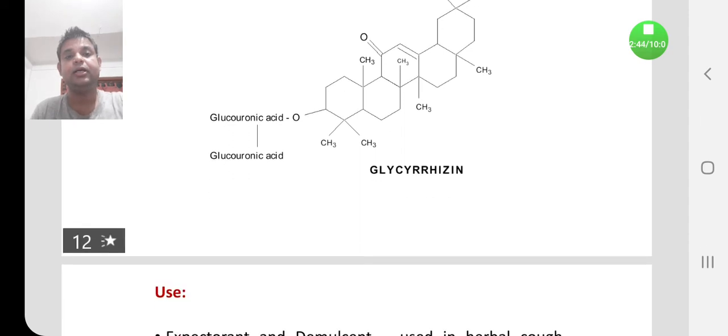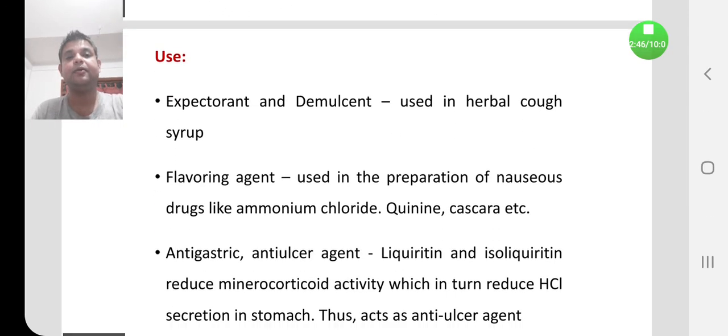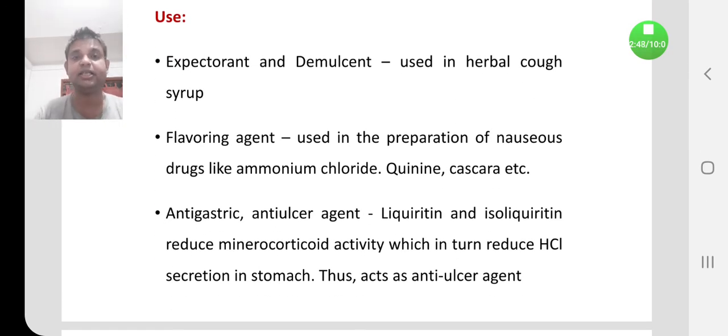So coming to the uses. First, traditionally it is used as expectorant and demulcent. Expectorant means the agents which help to expel the sputum from the lungs. Demulcent means internally it soothes the mucous membrane. Due to these two properties, the juice of licorice is used in herbal cough syrup preparation.